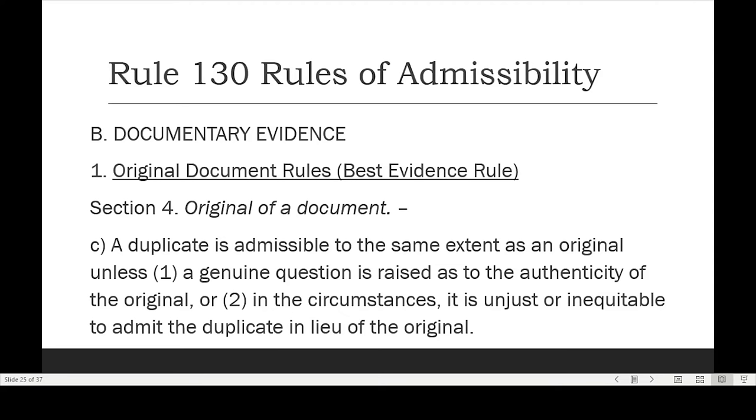However, it will not be admissible to the same extent as an original if a genuine question is raised as to the authenticity of the original, or in the circumstances it is unjust or inequitable to admit the duplicate in lieu of the original.